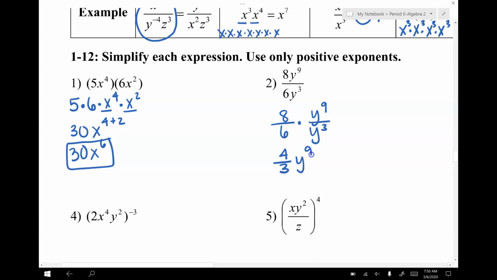What do we get? Good. Would you agree? Because when you guys are dividing and the base is the same, we subtract. So technically, this is 4/3 y to the 6th. Or you can even write it like this: 4y to the 6th all over 3. Either one will be okay.